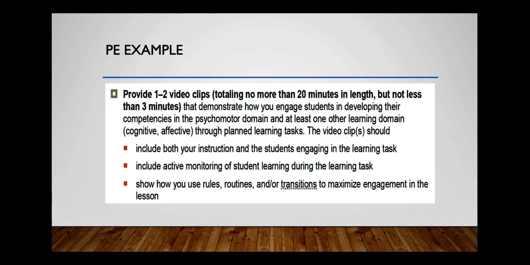All right, here's the PE example. Take a few seconds to read this one. So if you notice the 1 to 2 clips, the PE only has to have 1 clip really. They could include 2, but if it says 1 to 2, it's fine to do just 1. It doesn't help your score to do another video unless there's something in a second video that you need to cite that's important.